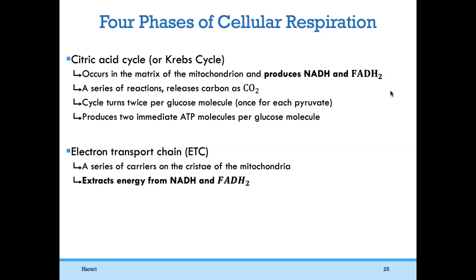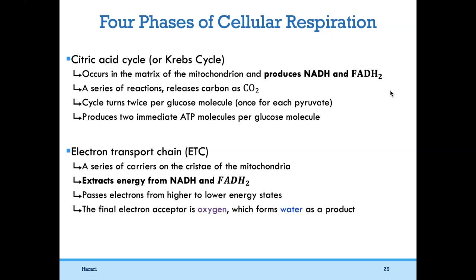So these proteins on the cristae of the mitochondria will be able to extract the energy from NADH and FADH2, passing those electrons from high energy to low energy. Finally, those electrons will be passed on to oxygen. This will allow water to be formed as a final product. So the electrons get passed from one protein to the next. Finally, oxygen accepts those electrons and it becomes water.